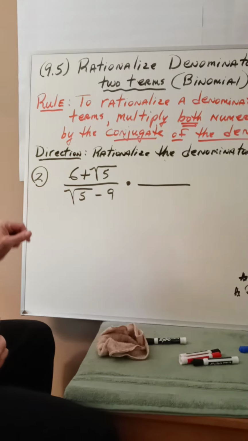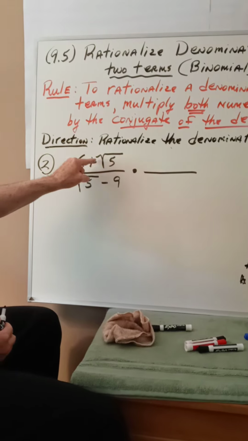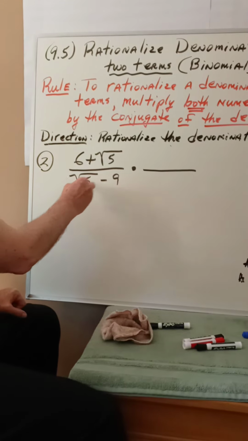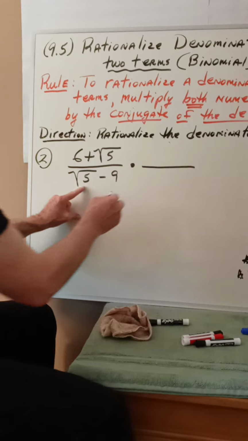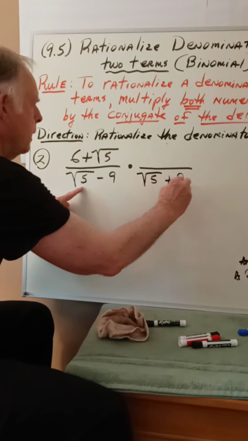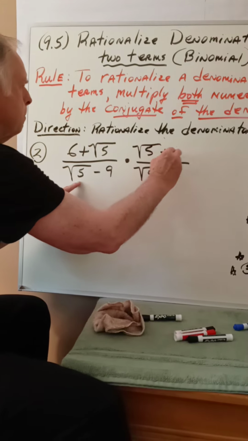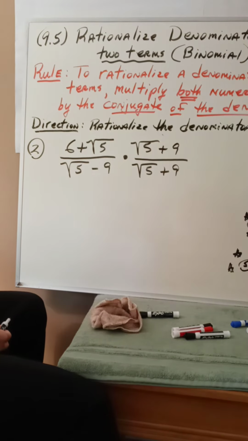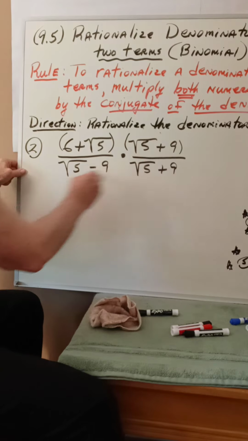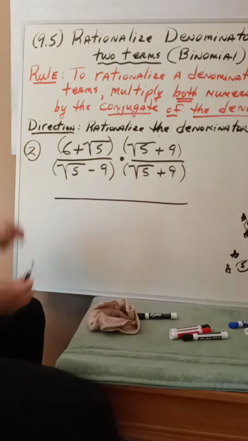It contains a radical. Because it's a binomial, we're going to have to multiply both numerator and denominator by the conjugate of this denominator, which would be the radical of 5 plus 9 there, and the radical of 5 plus 9 on the top. Go ahead and tuck both of those, and tuck both of those. And we'll bring down one line.